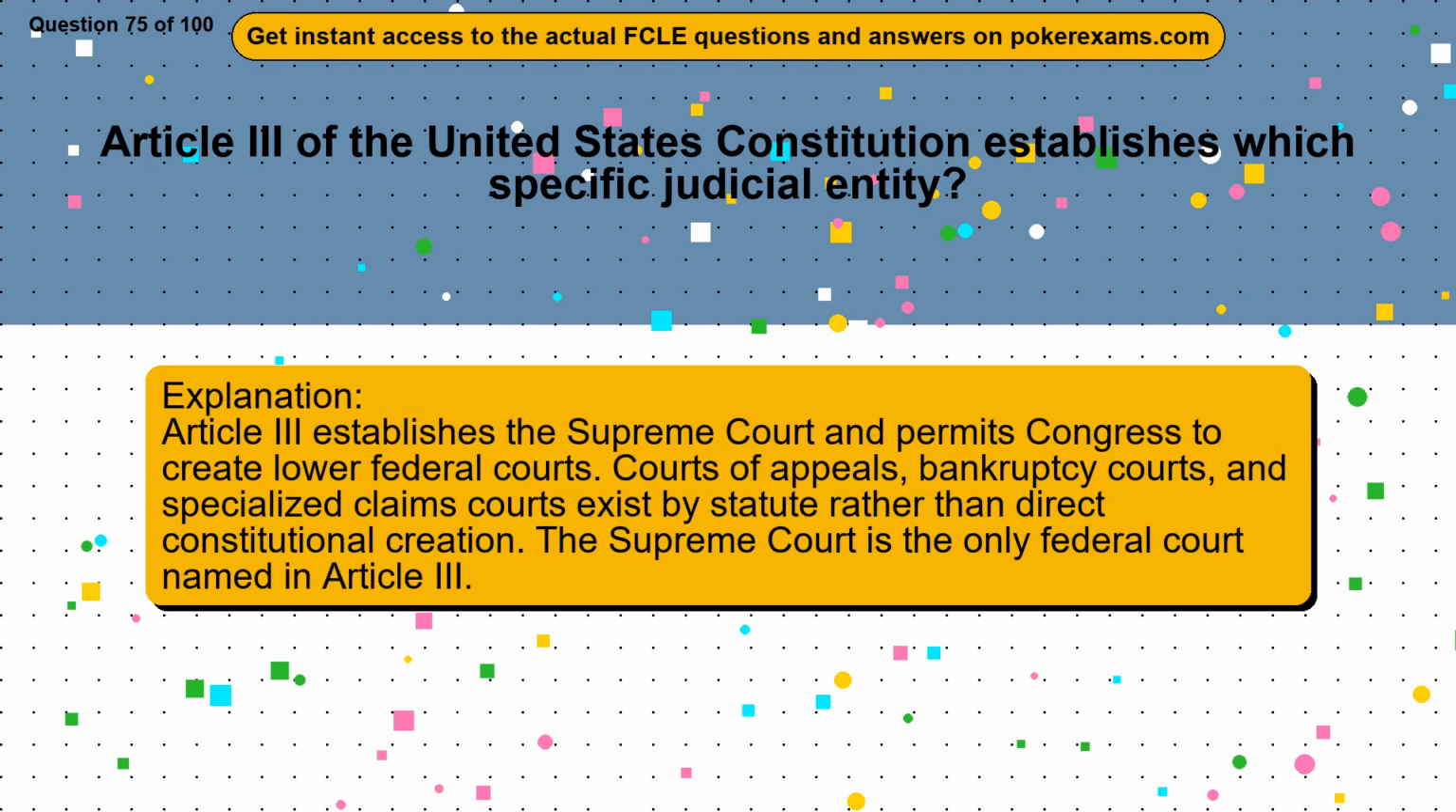Article 3 establishes the Supreme Court and permits Congress to create lower federal courts. Courts of appeals, bankruptcy courts, and specialized claims courts exist by statute rather than direct constitutional creation. The Supreme Court is the only federal court named in Article 3.